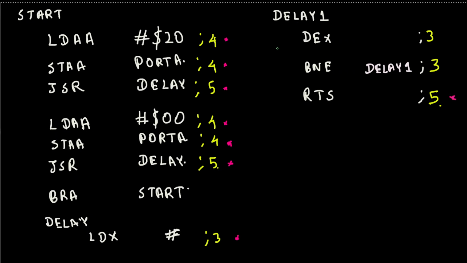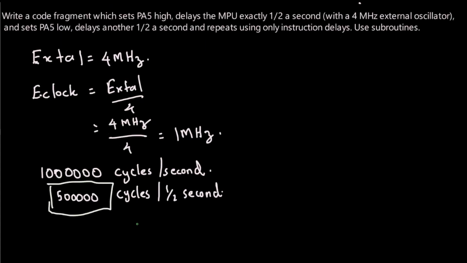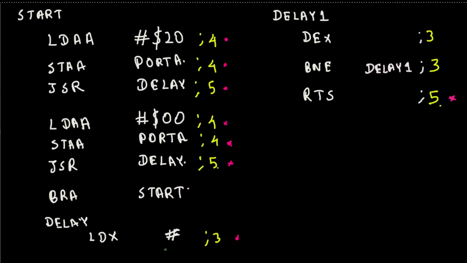So let's add all the things that happen only once and subtract them from the 500,000, so we can decide what is the value we load here. So it's going to fill up the rest of the numbers. So here, if I calculate this one, 4 plus 4, that is 8, 8 plus 5, 13, and then again here also 13, so 26 total, and then 26 plus 3, 29, 29 plus 5, that is 34.